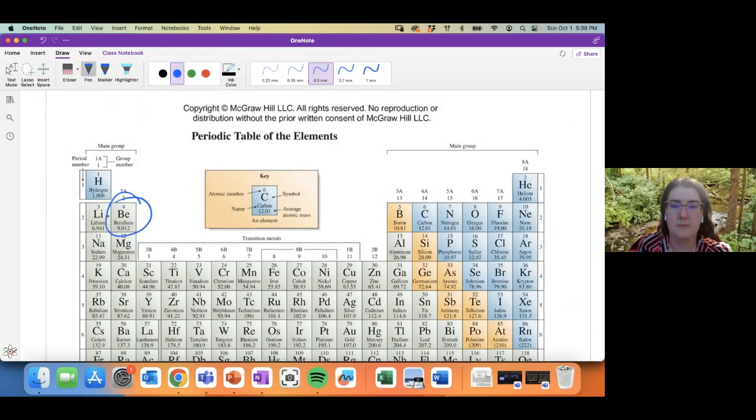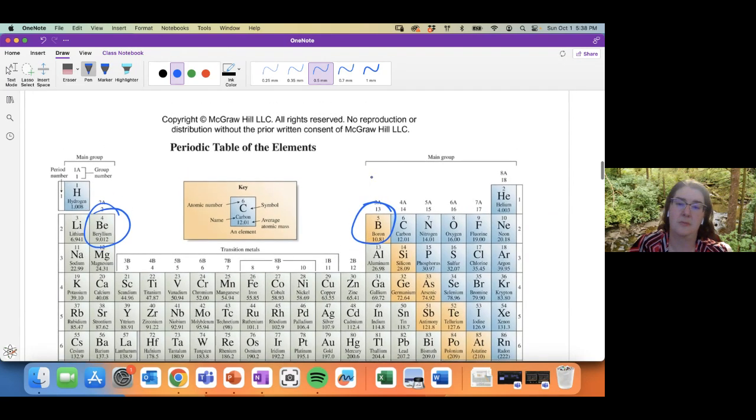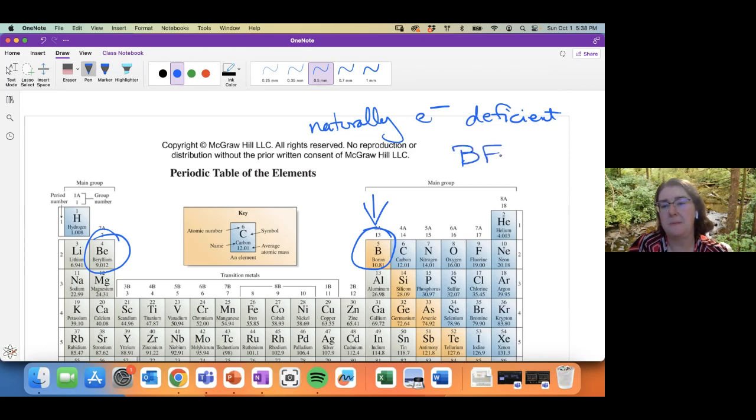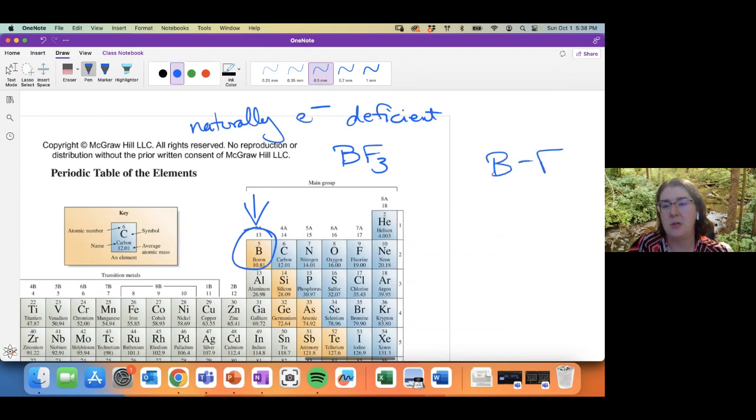So here's beryllium. Here's boron. We refer to boron as being naturally electron deficient. What do I mean by that? BF3, totally a compound. And it looks like this when you're done with it as a Lewis structure. And that's it.